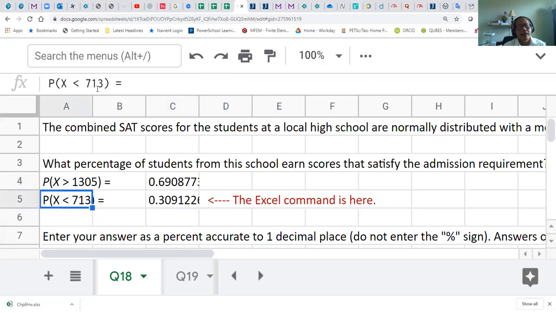So for less than 13.5, you don't need to subtract from 1, because Excel is always looking for less than. So if it's looking for greater than, you need to subtract from 1. Does that make sense?